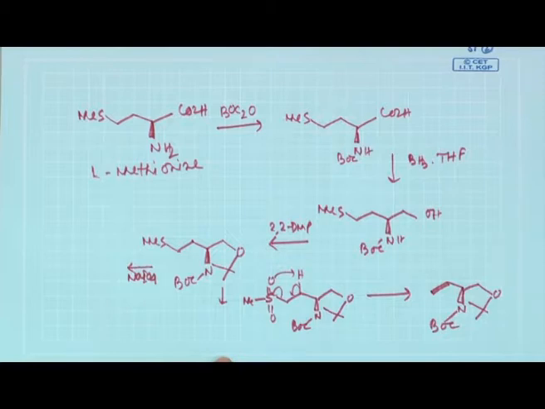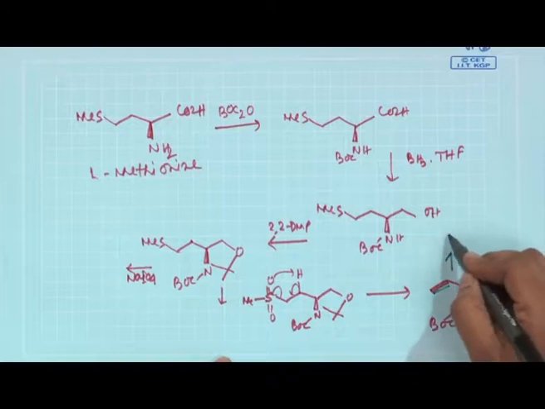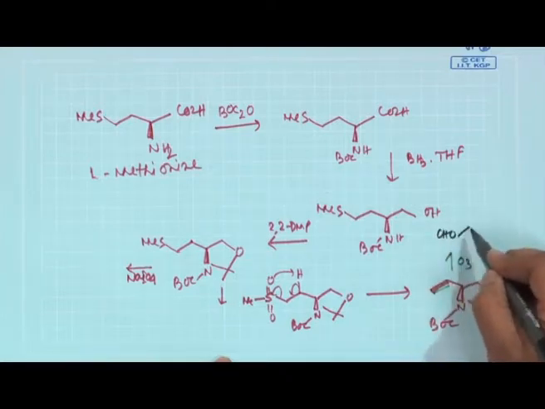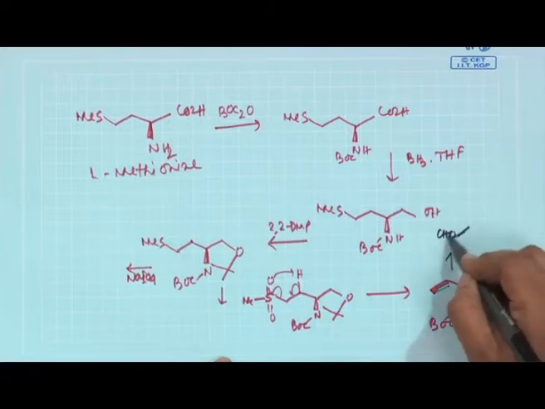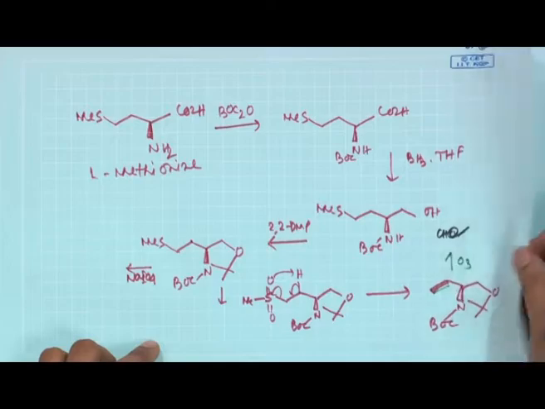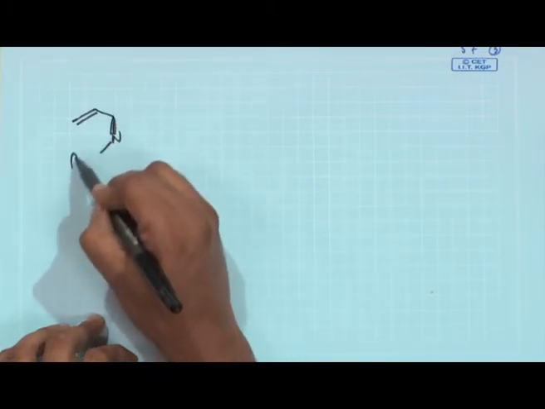Now, this double bond you can easily cleave through ozonolysis or oxidative cleavage. If you do this ozonolysis, you will get CHO at this end. Okay, we will write it on a separate page to have a better view. So, you have a compound like this in Boc.